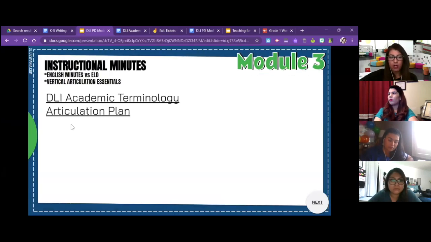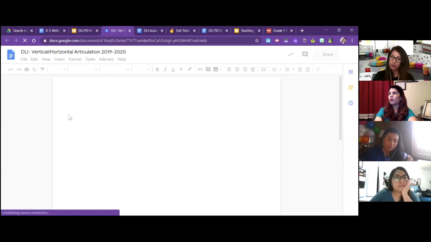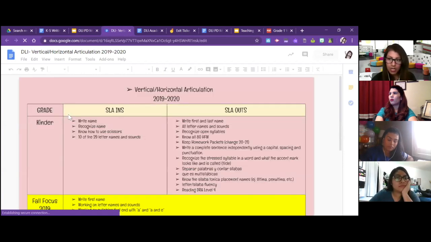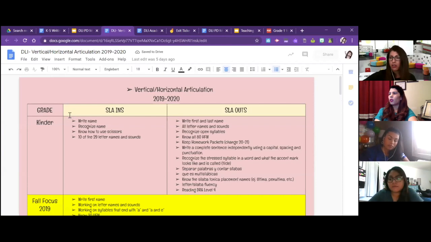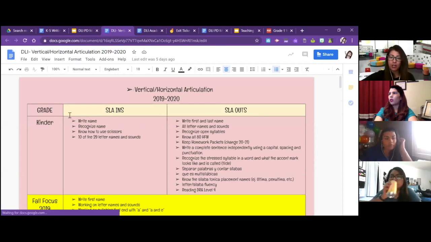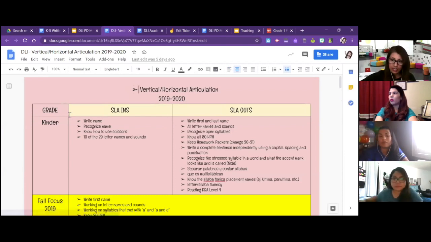The next thing we wanted to share with you is this articulation plan. And this is something that they've been doing for a couple of years now, actually. Every time we have a meeting where they have the articulation time, this is pretty much their essential standards. Their grade level teams agreed upon essential standards of what are the things that we want our students coming in with per grade level, and what are the standards that we want our students leaving with.